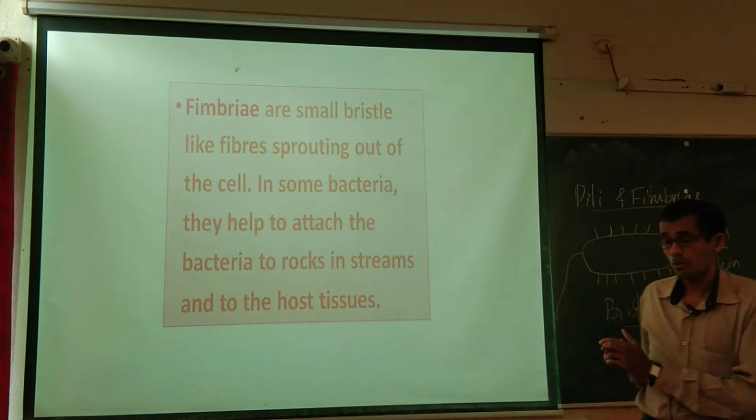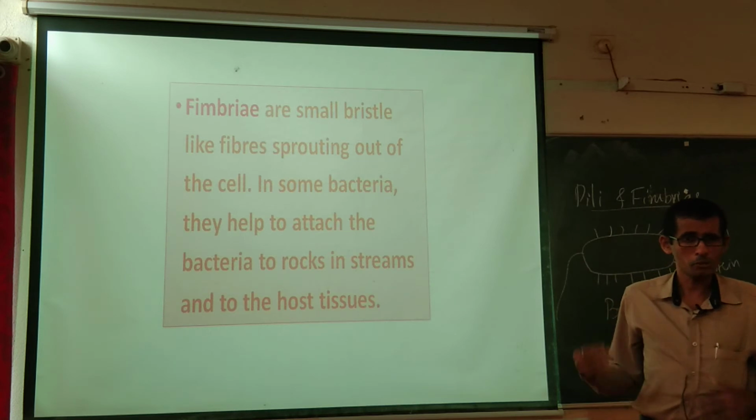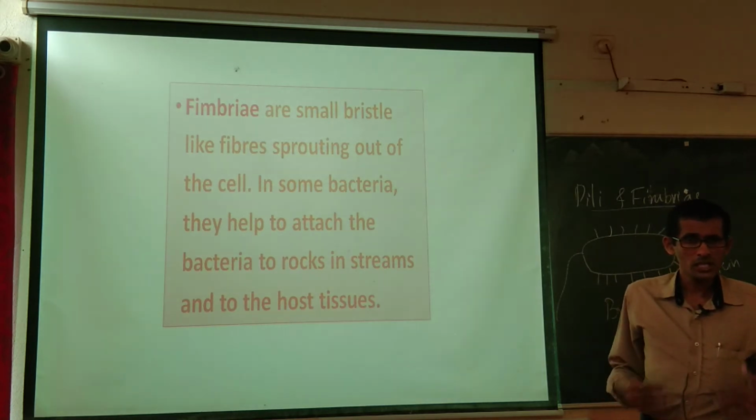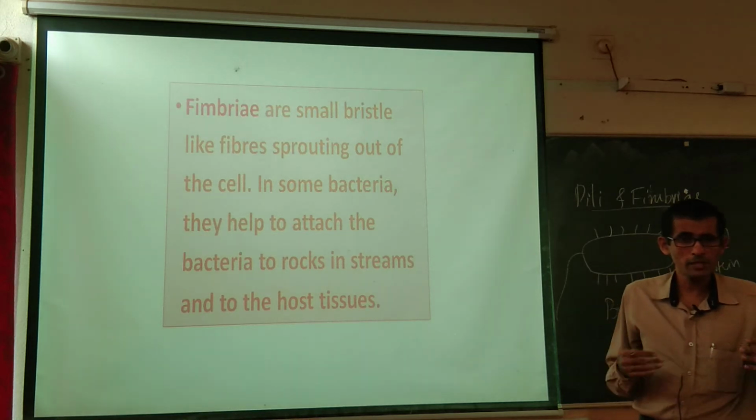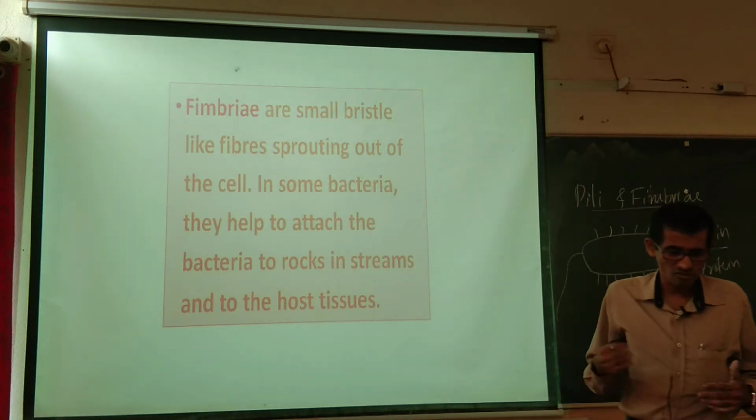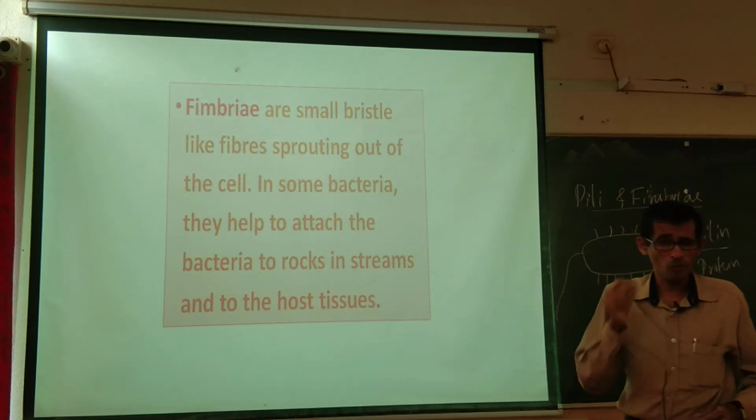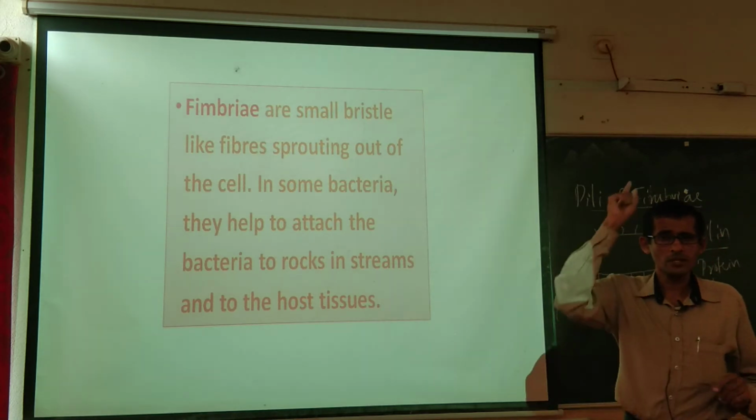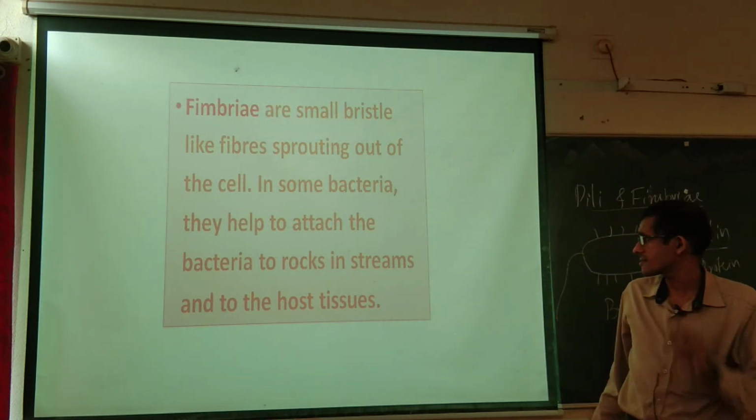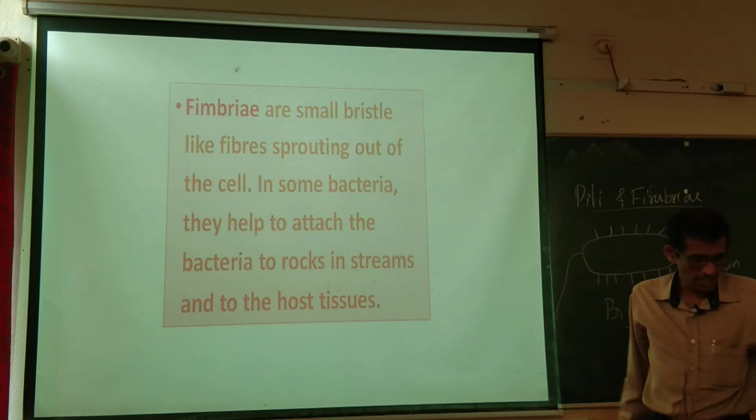And also to the host tissue. Now, if a bacterium attacks the host body as a pathogen, it will have the attachment with the host body by using this fimbriae. These are small bristle-like, small hair-like structures which originate from the wall of the cell, and that will help in the attachment.